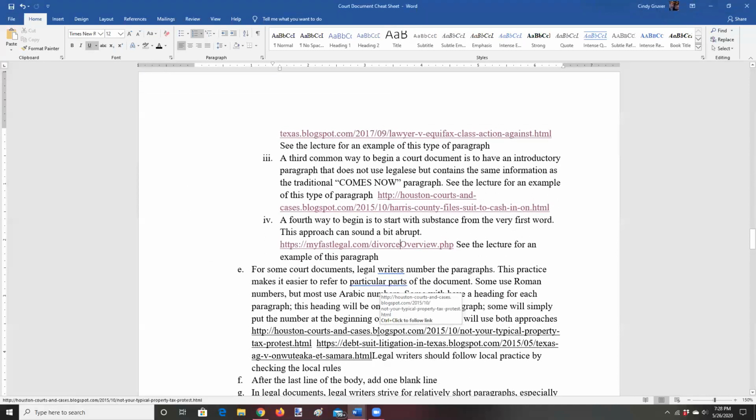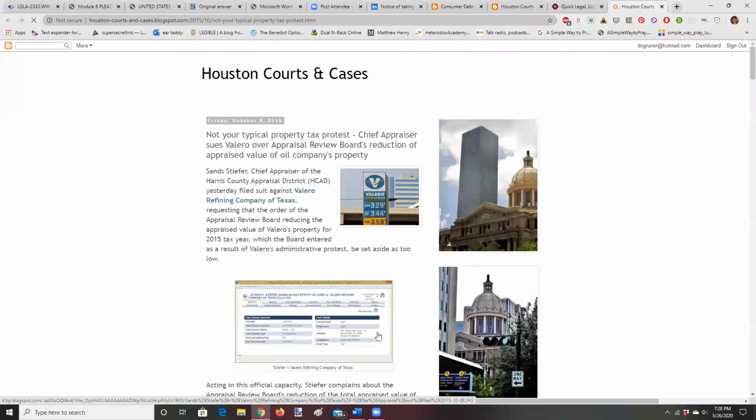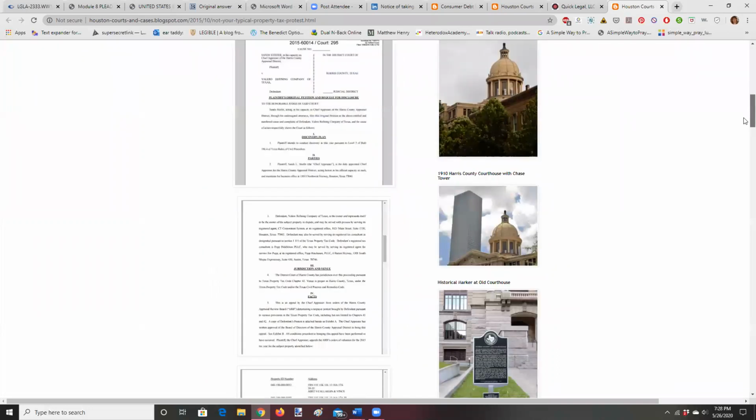Let's just look at a couple of examples here so you can get a flavor. Some more. Some of these might be repeats. I think we've already looked at this one.